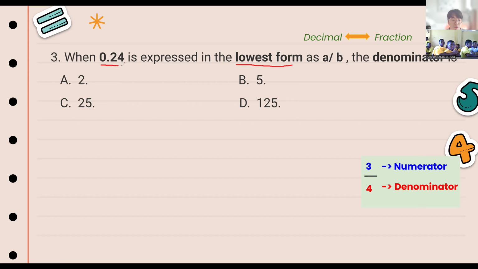Yeah, so 0.24 can be represented as a fraction by 24 over 100. Right? I'm not sure if you're still solving this, but this is how you can represent this decimal as a fraction. But we're looking at the lowest form of the denominator. So this equals, do you know how to cancel the numerator and the denominator?